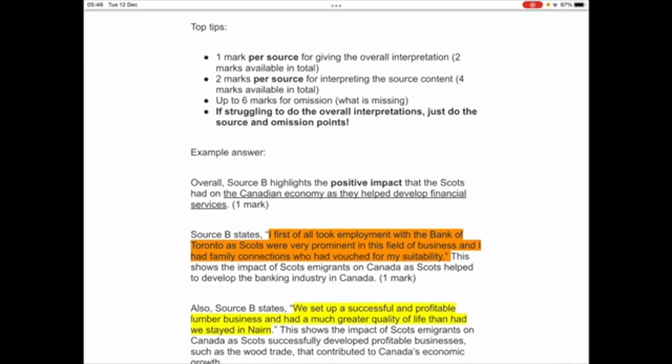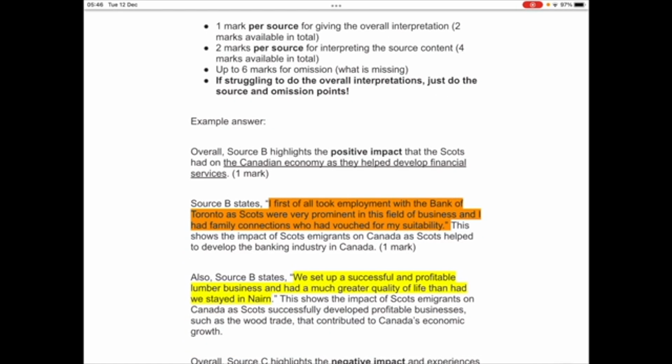Now, let's say I didn't feel very confident about what the source's view was. I could miss out that overall point and just go straight into "source B states." I can absolutely do that. If I did decide to miss out my overall point, I need to make sure that I do 6 omission points. However, we've got the overall point here, so that's fine.